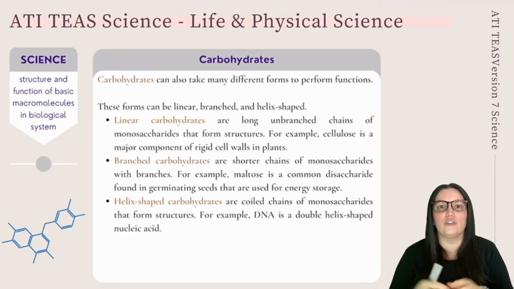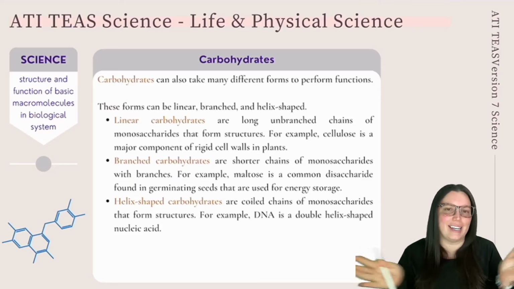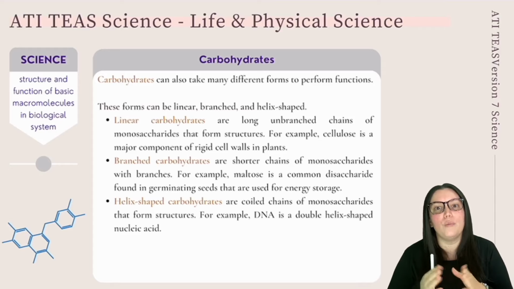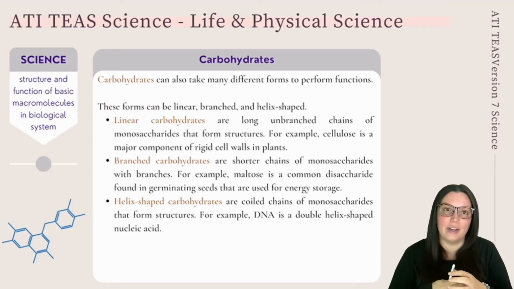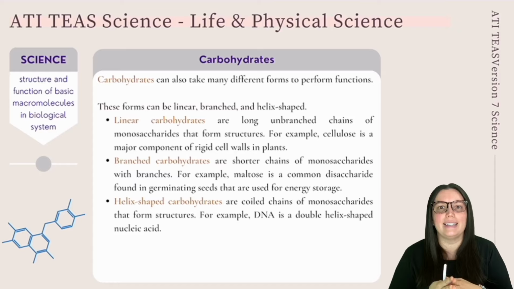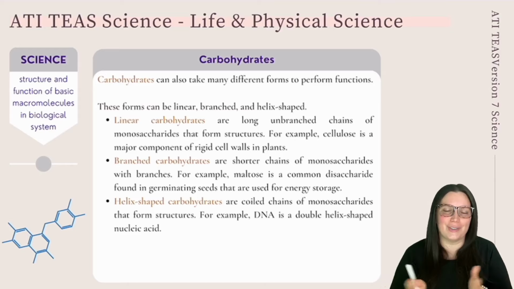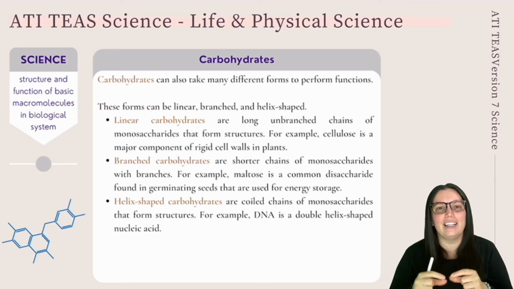Branched carbohydrates are shorter chains of monosaccharides with branches. It's in the name, right? So for example, maltose is a common disaccharide found in germinating seeds that are used for energy storage. And then lastly, we have helix-shaped carbohydrates. These are those coiled chains of monosaccharides that form structures. For example, we've talked about it before, DNA is the double helix-shaped nucleic acid.